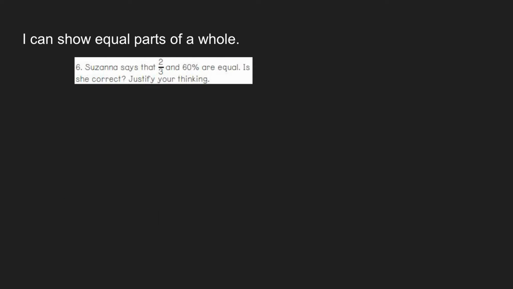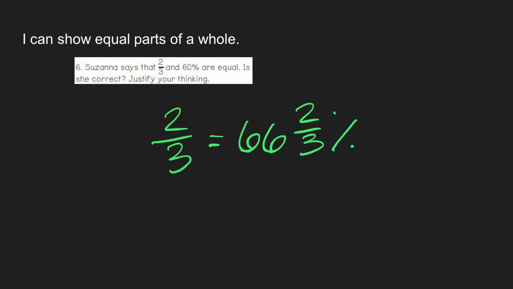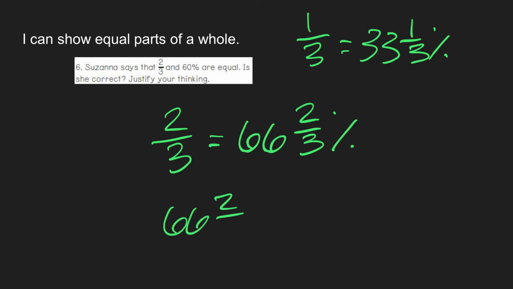All right, Susanna says that 2/3 of 60 and 60 are equal. Is she correct? Well, we know that 2/3 equals 66 and 2/3%, just like 1/3 equals 33 and 1/3%. So to say that 66 and 2/3 equals 60%, I think she is incorrect. So sorry, Susanna, I think you're wrong.